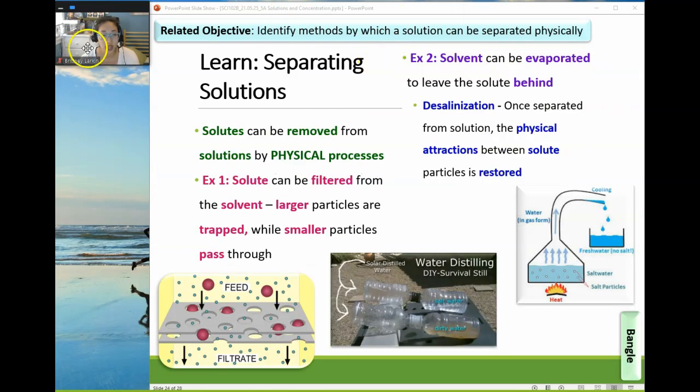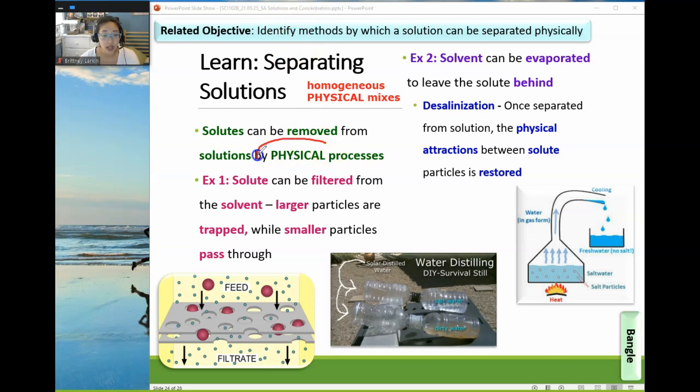All right, the last thing we need to talk about is how do we separate solutions? Because remember, we talked about the fact that solutions are only physical mixtures, right? They are homogeneous physical mixtures, which means that we can also separate them physically.